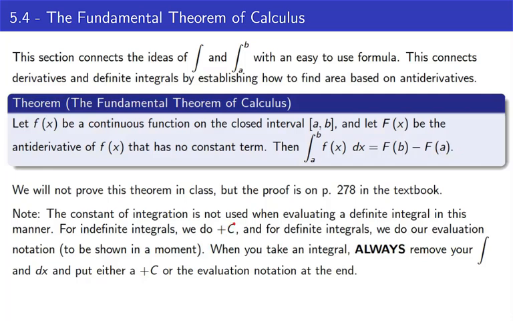I'll show you an evaluation notation method. This is the idea. When you calculate the antiderivative, remove your integral symbol and dx. Remember, they're always paired together. And then you're going to either do a plus c if it's an indefinite integral, or you're going to do the evaluation notation if it's a definite integral. In either case, you're never done. You need to either add the plus c or do the evaluation, but always take away the integral sign as soon as you've actually done the antiderivative.